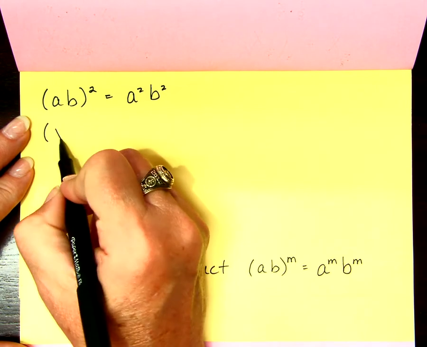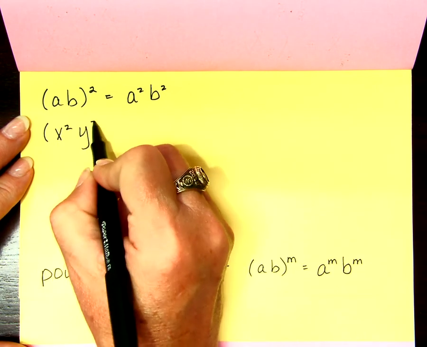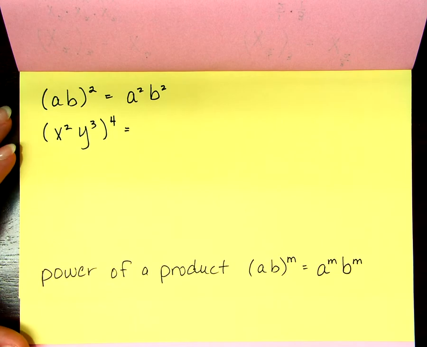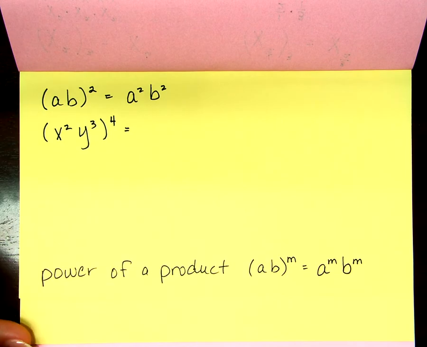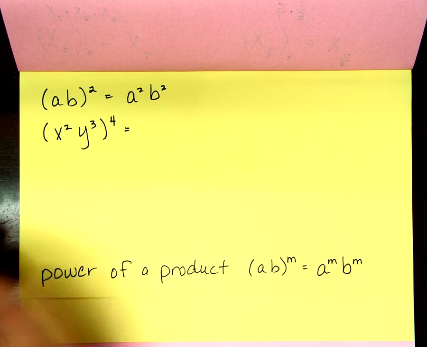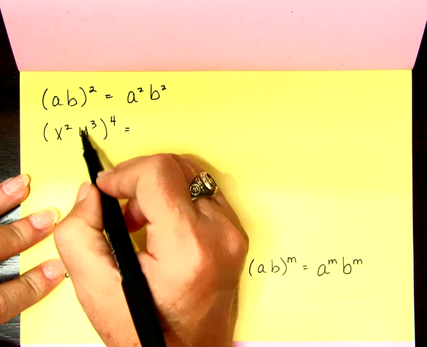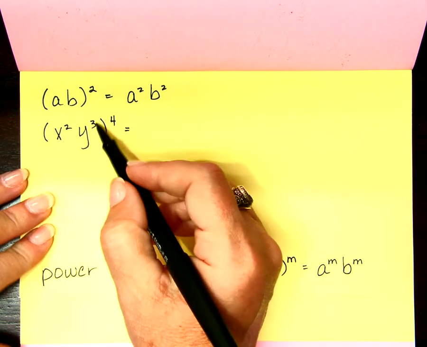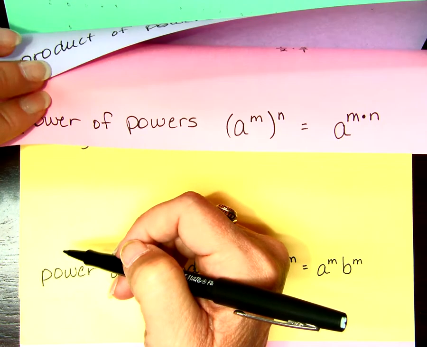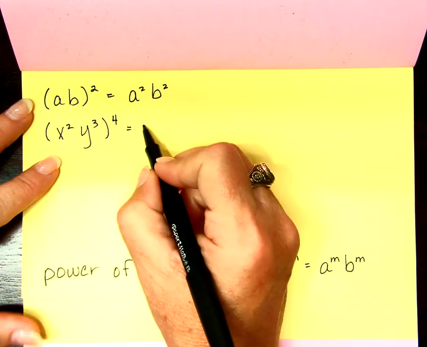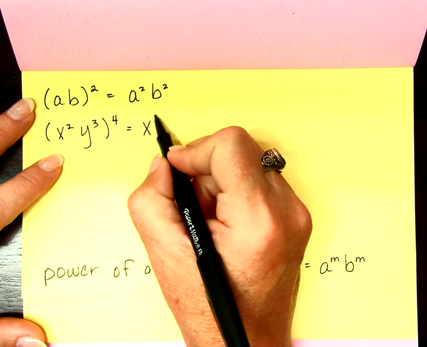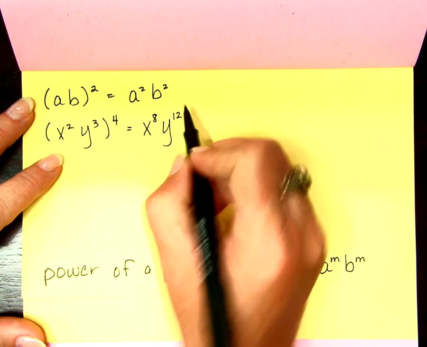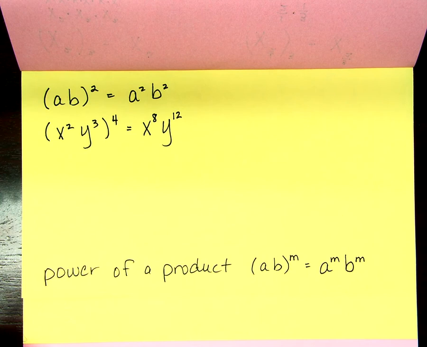What about (x squared y to the third) all raised to the fourth power? Wait, we have to use two exponent rules here? We have to know that both of these things are being raised to the fourth power. That's the one we're working on, right? But what else do we have to use? Power of powers, right? So what does this equal? x to the eighth, y to the 12th.